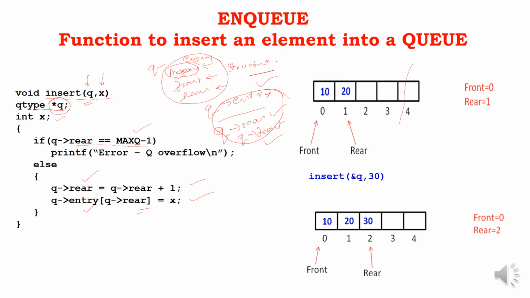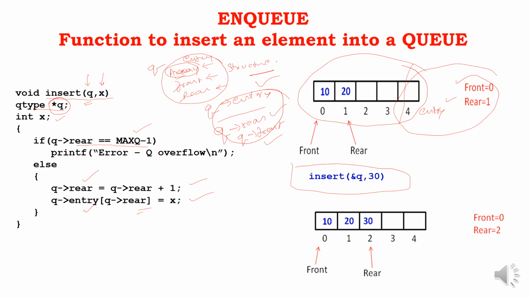See here, if this is the input Q, when Q contains two elements, front is at location 0, rear is at location 1. Sorry, front is 0, rear is 1. This is array entry. So Q is a combination of three fields: entry, front, rear. Now we are trying to insert an element. Insert Q comma 30. In the Q, we are trying to insert element 30. So X is 30.